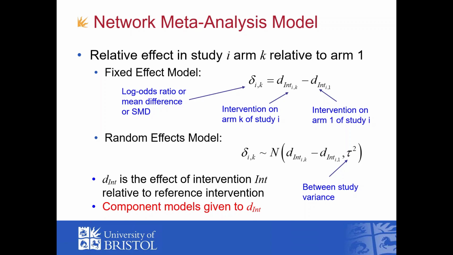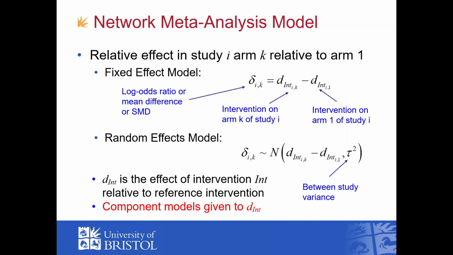which is the difference. I don't have a pointer on here. Well, do I have a pointer? No, I don't have a pointer, sorry. Oh yes, you can see it now. Okay, my mouse. So the where this distribution is centered is exactly the same as the expression up here for the fixed effect model, but we've got a between study variance parameter here.